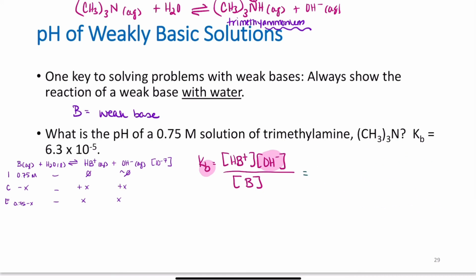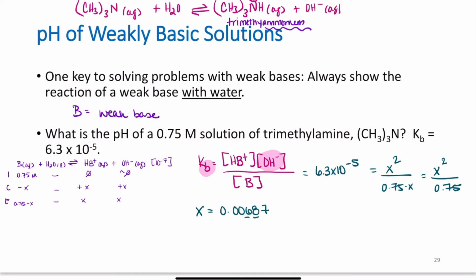And we know that the Kb value is 6.3 times 10 to the minus 5th, which is really small, probably small enough to ignore. Concentration is 0.75, definitely small enough to be able to ignore. So x squared divided by 0.75 minus x, which I'm going to simplify to x squared divided by 0.75. Solve for x. X is equal to 0.00687. We only need 2 sig figs, but I'm going to carry that 7 for right now. And what does x represent? Concentration of hydroxide.